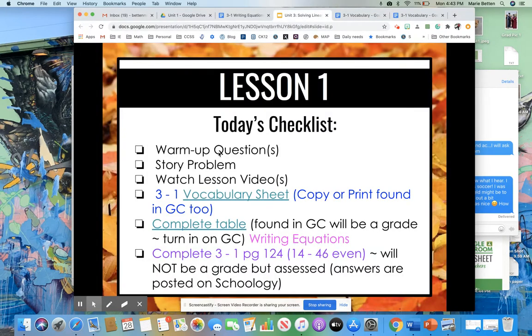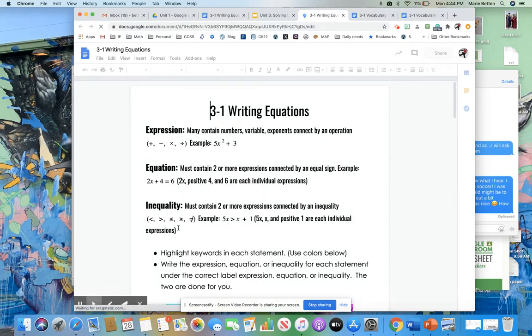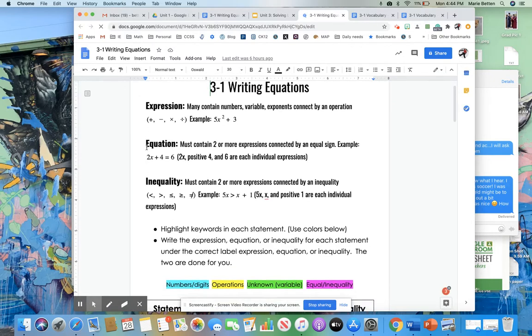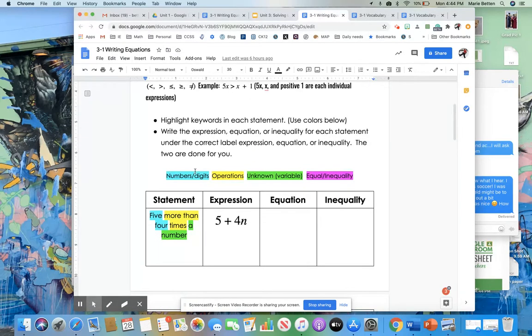Also, for your homework to be graded, you are going to complete the table. I did the first two for you. Expressions we started in Chapter 1. Equations now have an equal sign or an inequality sign. Inequality signs can be less than, greater than, less than or equal to, greater than or equal to, or simply not equal to. You will be highlighting key terms in each statement following this diagram.